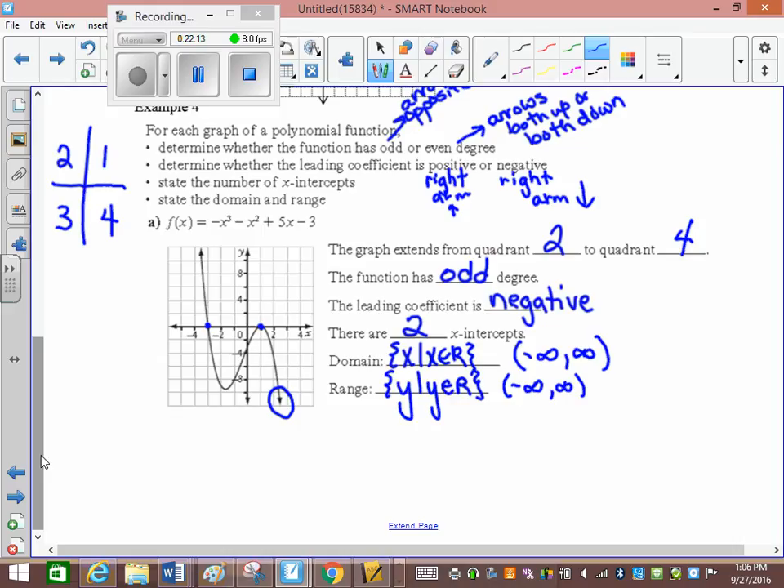Flip over. You try the next two. Answer all the same questions. A, B, C, D is no, or both. You fill it in just like these ones. I'll leave this up here so you have it for that.